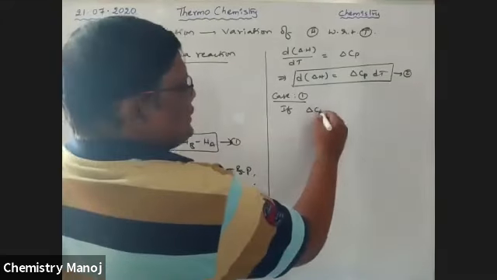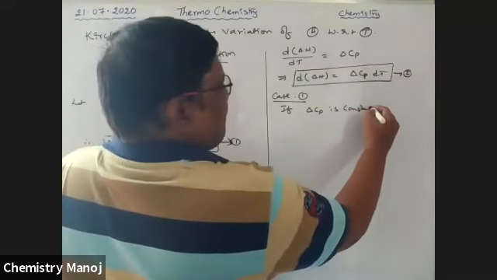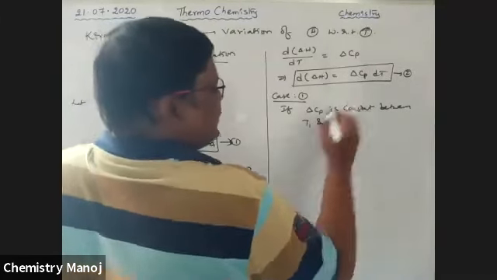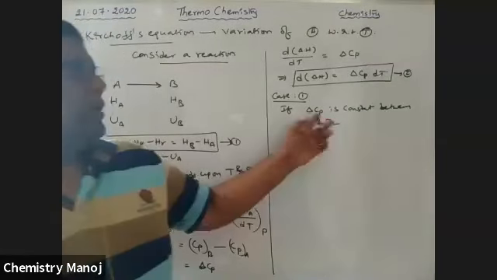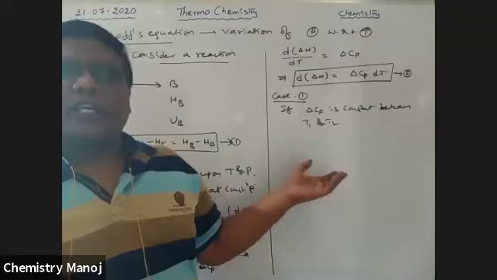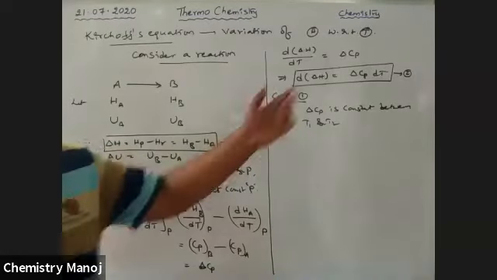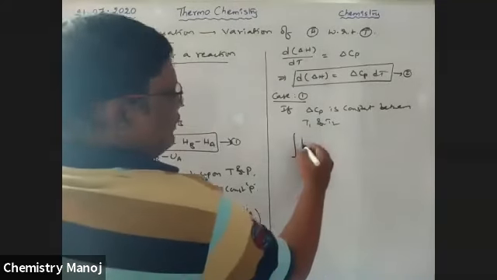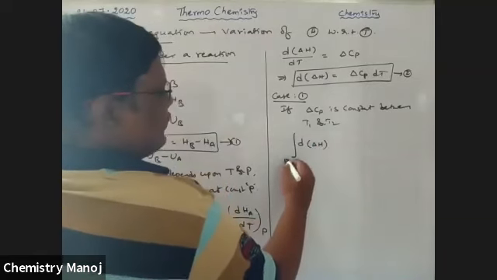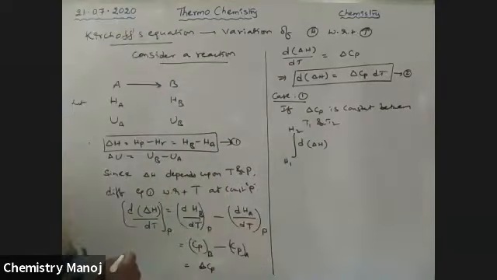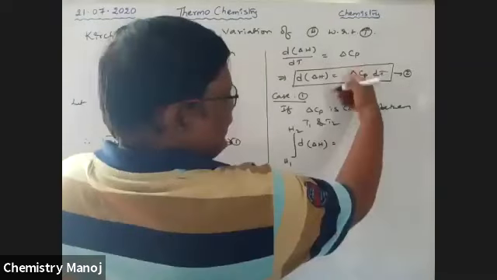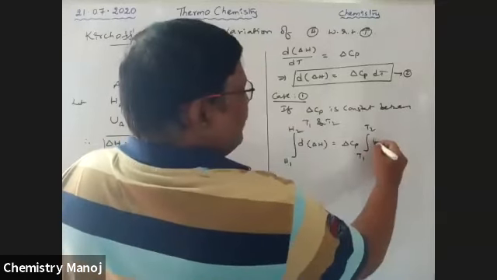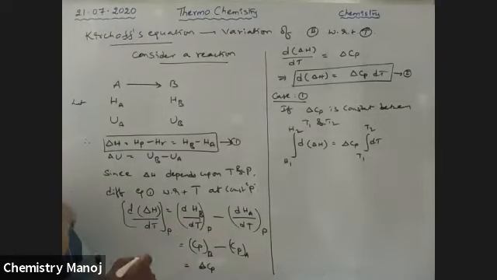If delta Cp is constant between T1 and T2 temperatures, because delta Cp may be variable or constant. Now I am taking the constant condition between T1 and T2. Now integrate equation 2. Therefore, we get integral of d delta H from H1 to H2, which is equal to delta Cp, since it is constant, times the integral from T1 to T2 of dT.